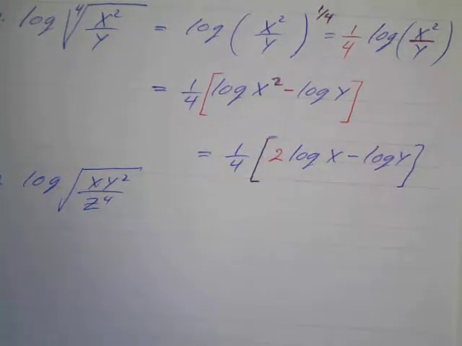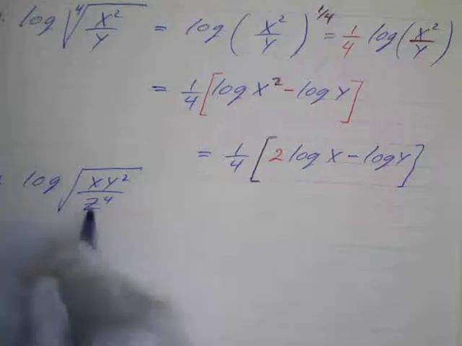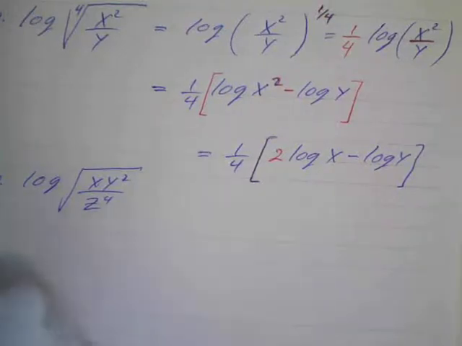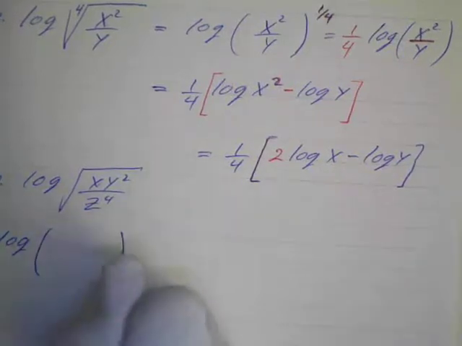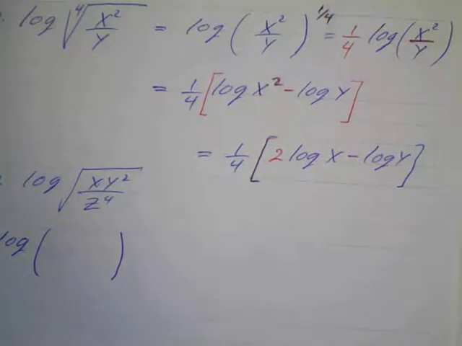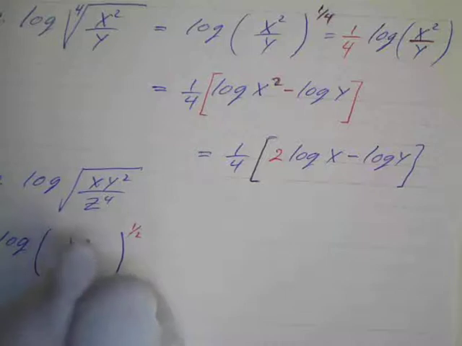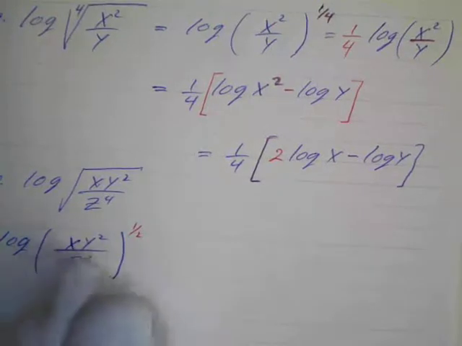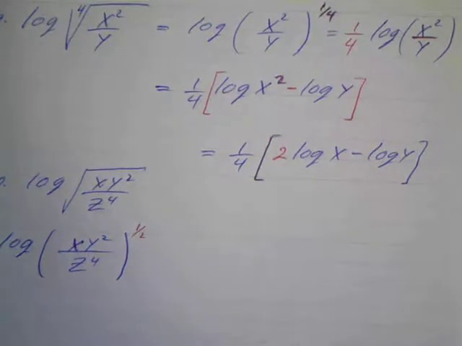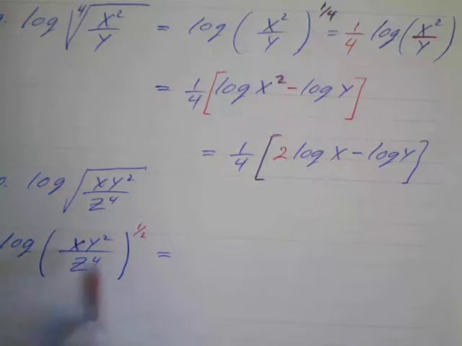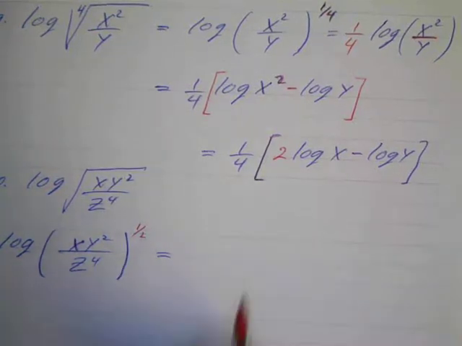Here's number 10. And the first thing I'm going to do again is write this as an exponent, so I'll write it over here. Log, and this is the square root, which would be the half power, so something to the half. That's going to be x y squared over z to the 4th. And now I can put that 1/2 in front, because I can use the power rule. The log of something to a power is the power times the log of that something.